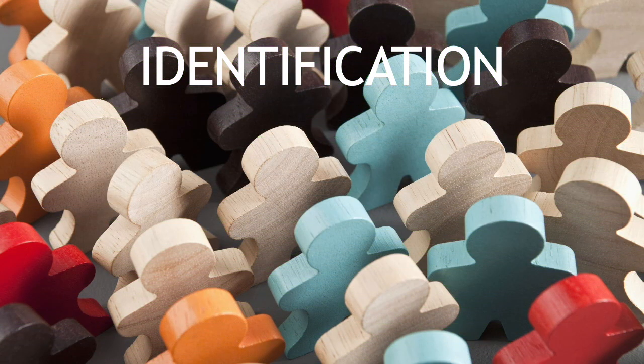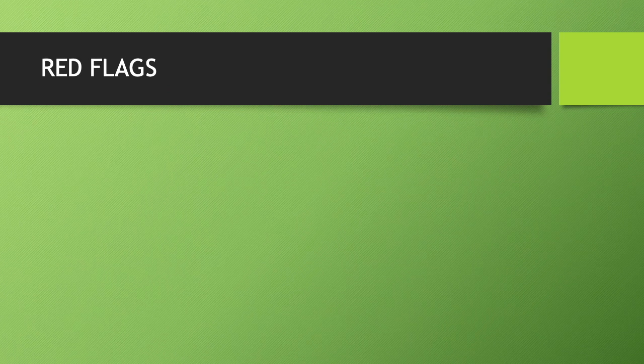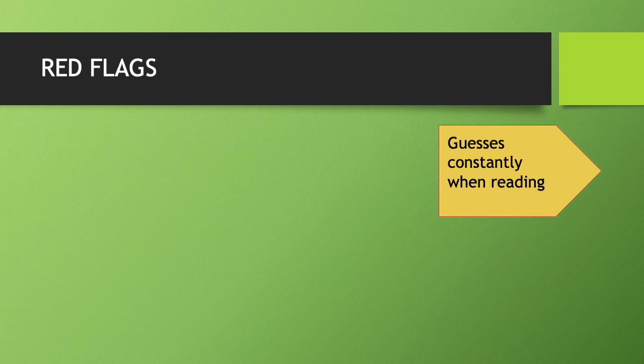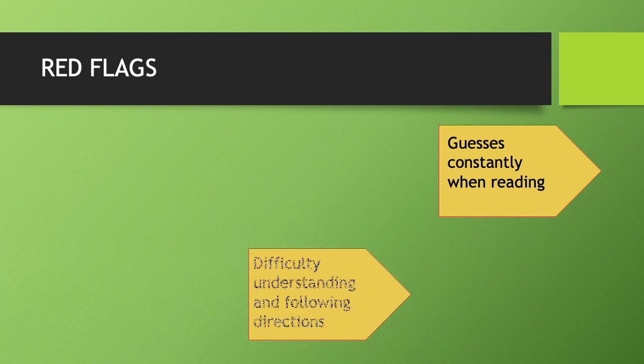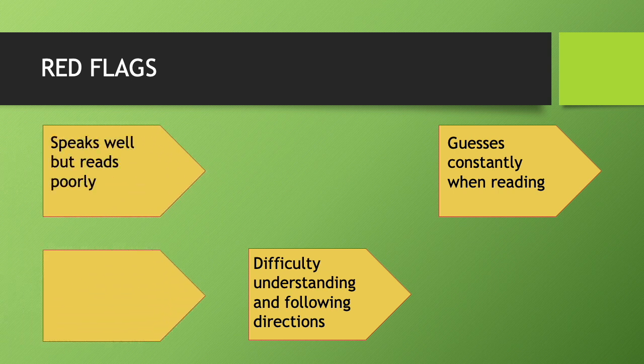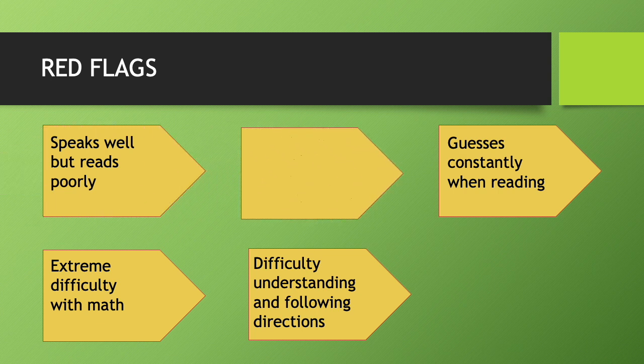So how do we identify learning disabilities? Here are a few red flags. The child may guess constantly when reading. Perhaps they have difficulty understanding and following directions. They may speak well but read poorly. Possibly they'll have extreme difficulty with math.